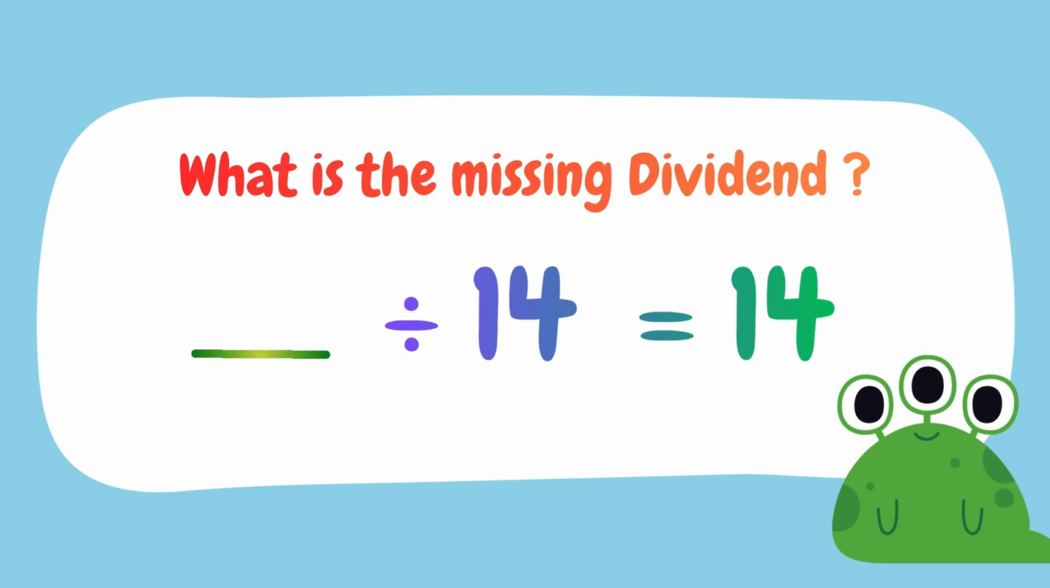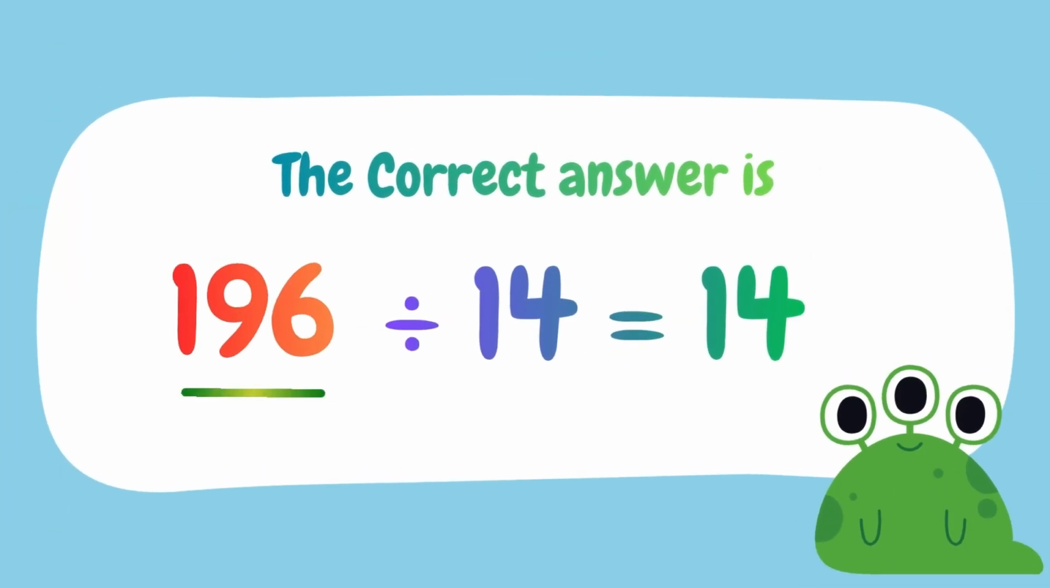What is the missing dividend? The missing number is 196. 196 divided by 14 equals 14.